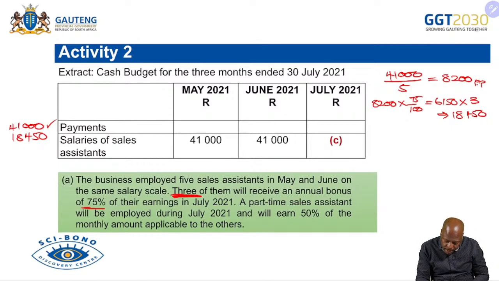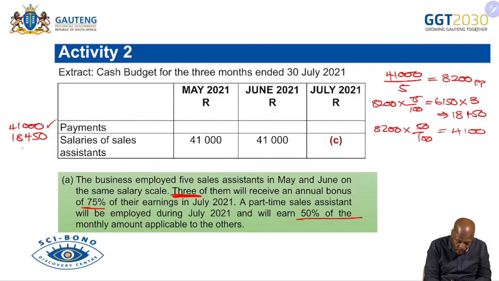Let's hear the last part. A part-time assistant will be employed during July and will earn 50% of the monthly amount applicable to others. Others are getting 8,200, and this assistant will be getting 50%. That means this assistant will be getting 4,100. So we're going to now add the assistant's salary, which is 4,100.